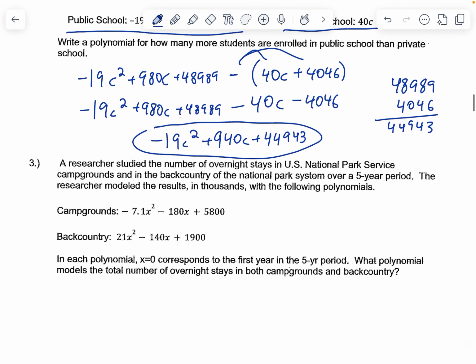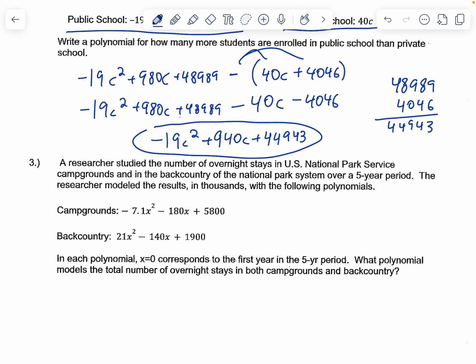All right, last but not least, researchers studied the number of overnight stays in the U.S. National Park Service campgrounds. If you've never been there, wow, you should go. And in the backcountry, and if you've never been there, well, when you get older, you should go there. That's like where you go camping without a campsite in the middle of the woods.